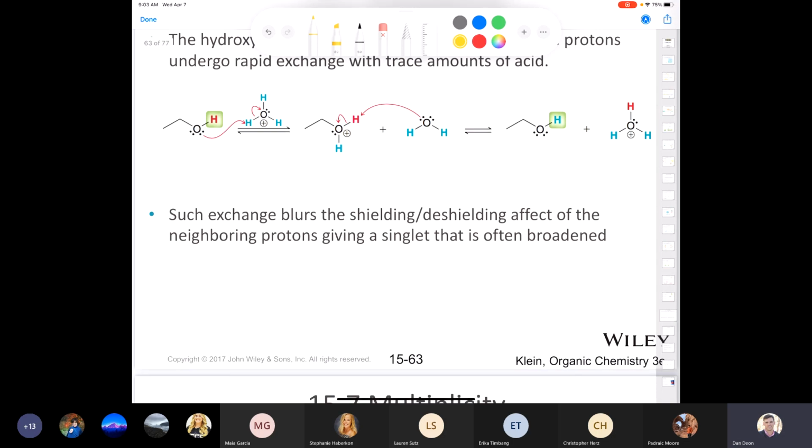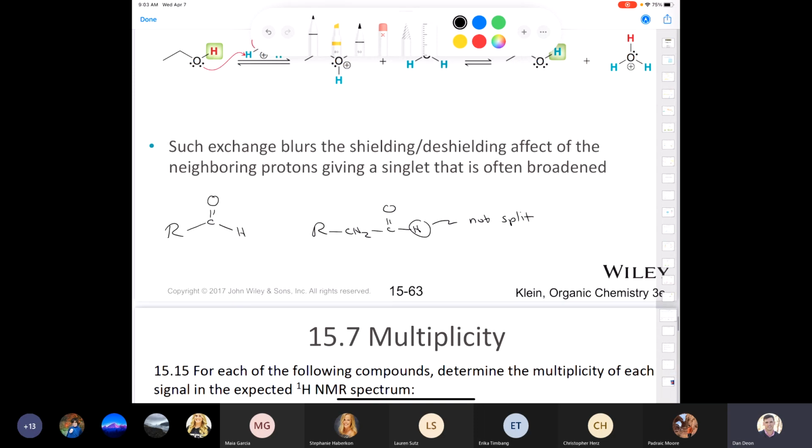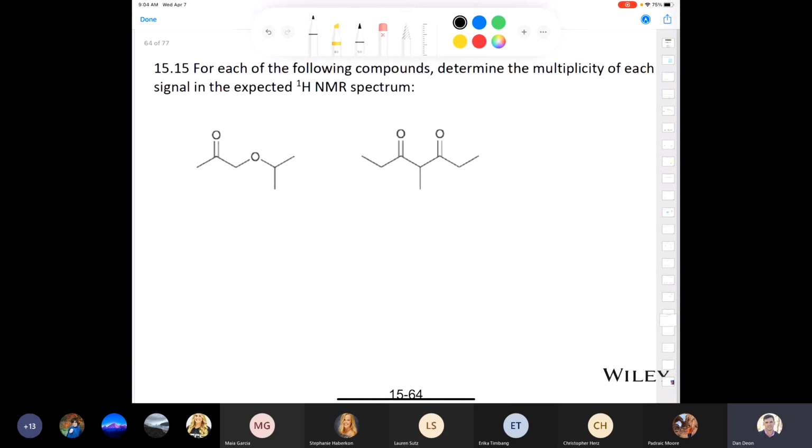Another example that I didn't put in my slides, but is mentioned in the textbook, is the proton of an aldehyde. Let's say you have 2 protons here. You might think the aldehyde proton is going to be split by these 2 next door neighbors. In fact, it's not. So aldehydes usually do not split, or get split either. We'll say not split.